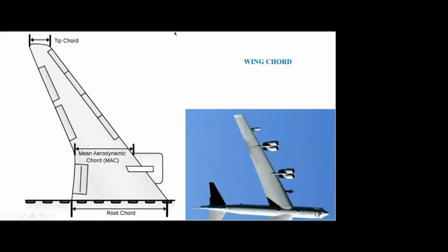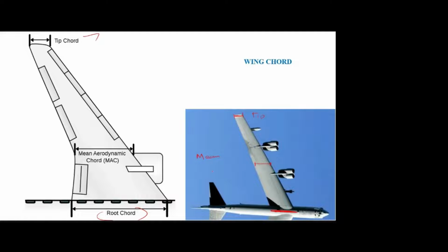So this is the wing chord, which we already discussed: the distance between the leading edge and the trailing edge. If you measure it at the tip, it will be the tip chord. If you measure it at the root section, it will be the root chord. And we can find the mean chord also. The mean chord is approximately somewhere here.